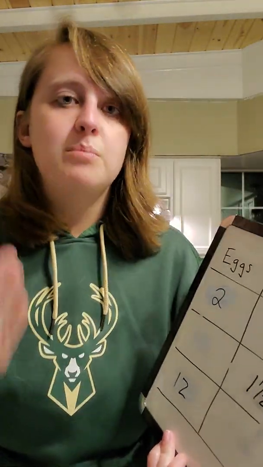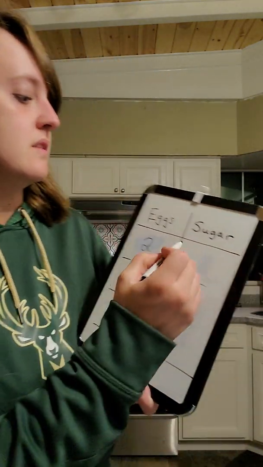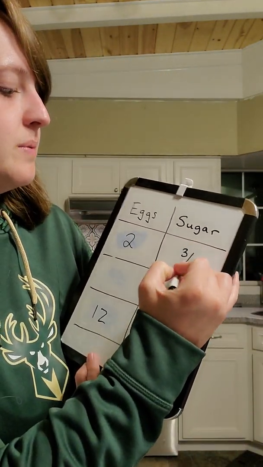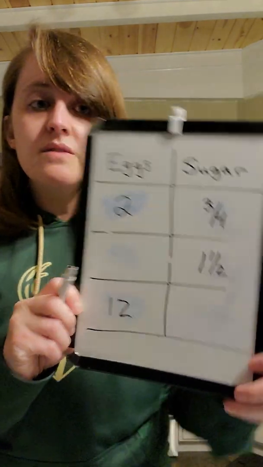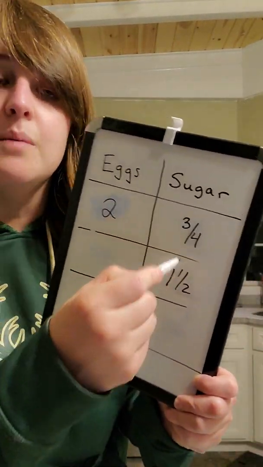So what am I trying to say to you? You have to have both pieces, or you have to start at both pieces. So I'll give an easy example of if we actually filled this in. If we knew that for every 2 eggs, you need 3/4 of a cup of sugar.